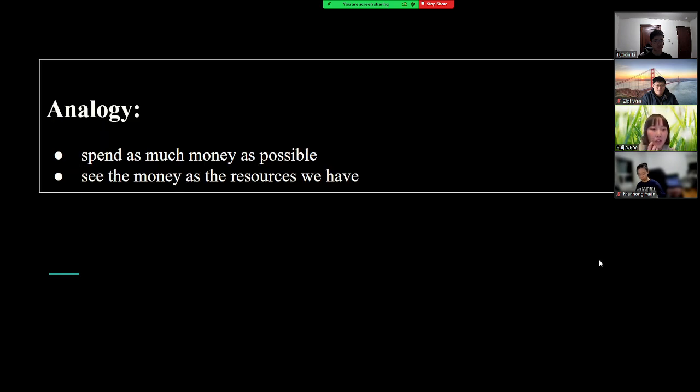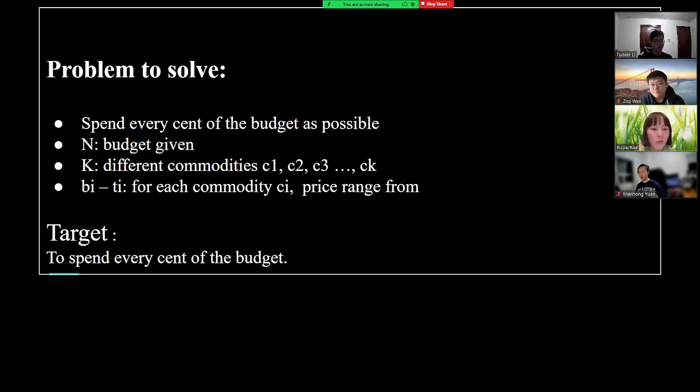As an analogy, although in real life it's not likely that we need to use as much money as possible, we can see the money as the resources we have. So as in the backpack problem, we need to choose items we want to carry with us so that the backpack is left with limited space.